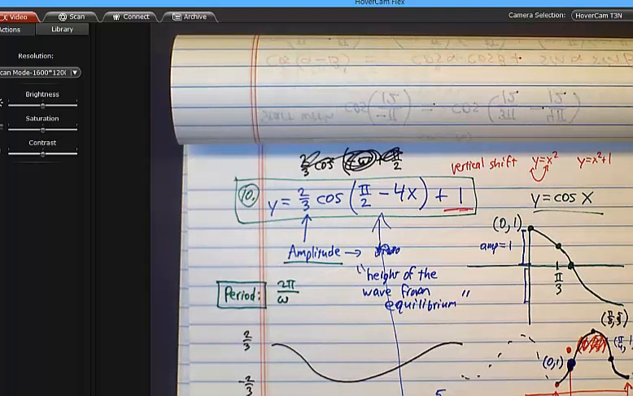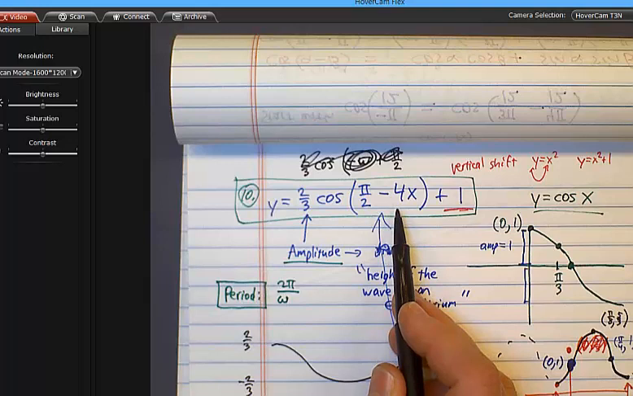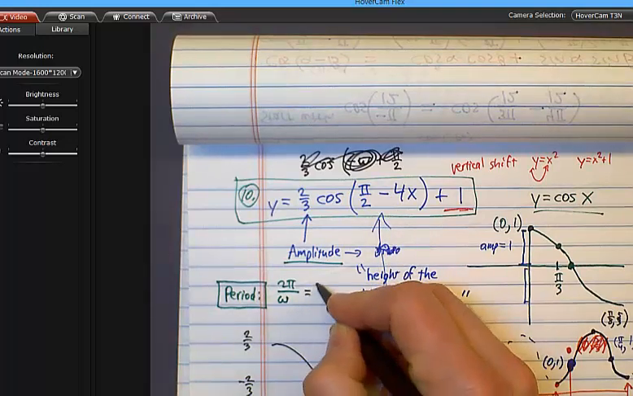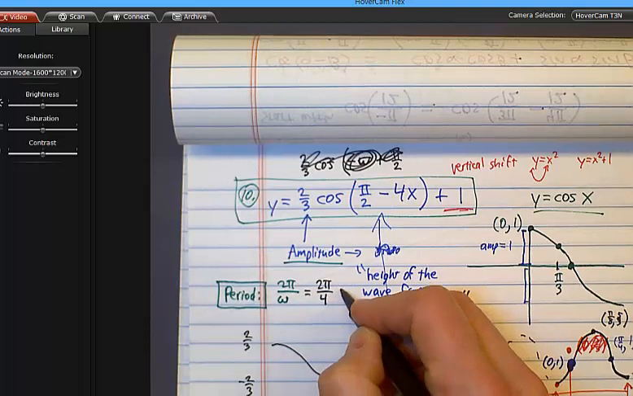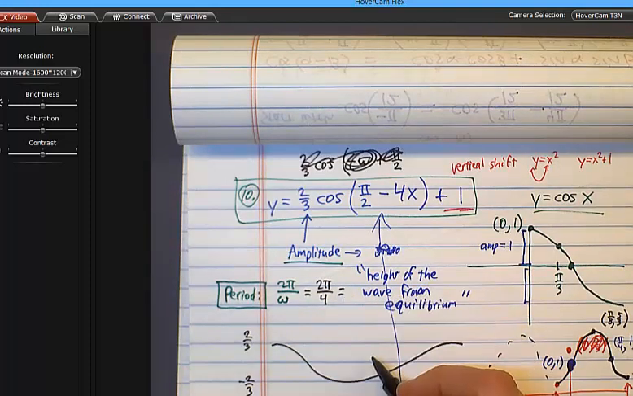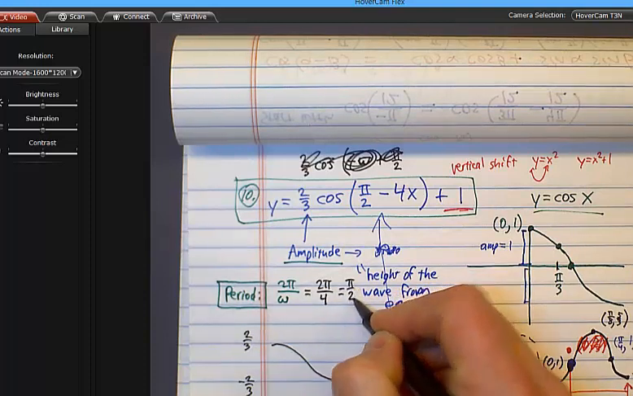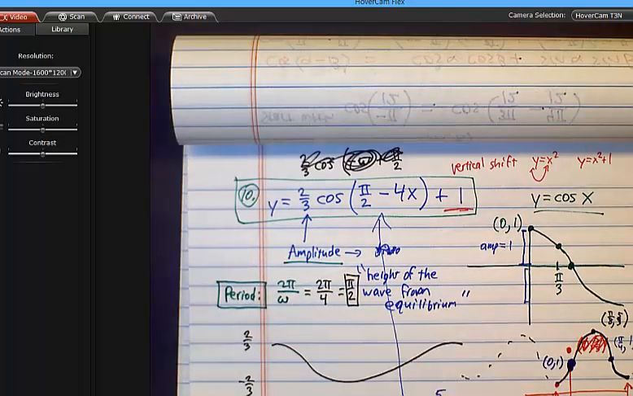What am I trying to say? What's omega? Yeah, it's that 4, right? It's the number in front, the negative 4. So the period's going to be 2 pi divided by 4, which is what? Pi over 2. That's the period. You don't need to worry about the negative when you're finding the period. The period's some positive number, okay? So when I say the period is pi over 2, that's how long it has to go before it starts repeating.